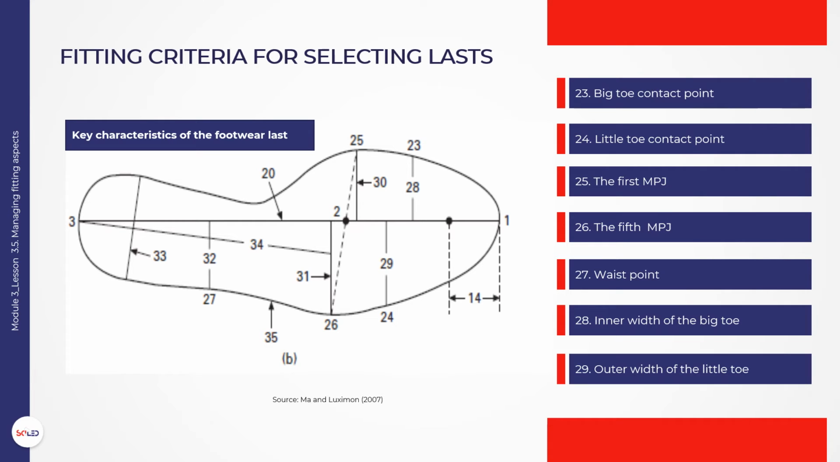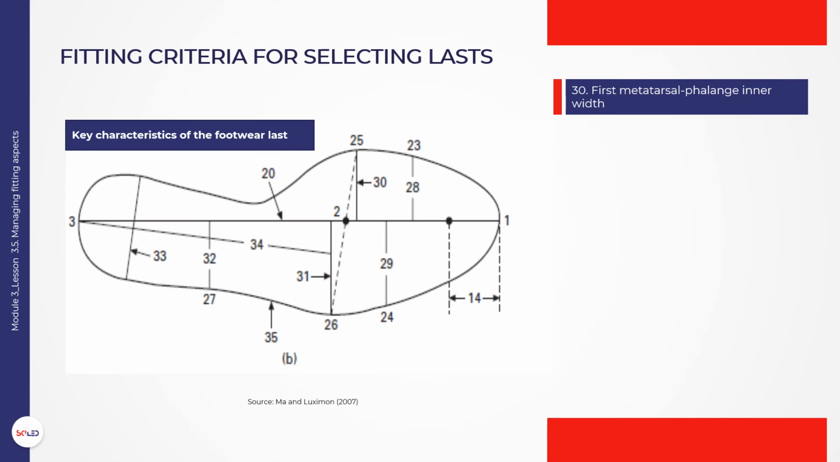29. Outer width of the little toe. The width between the little toe contact point 24 and the longitudinal axis of the shoe last bottom. 30. First metatarsal phalange inner width. The width between the first metatarsal phalange joint 25 and the longitudinal axis of the shoe last bottom.